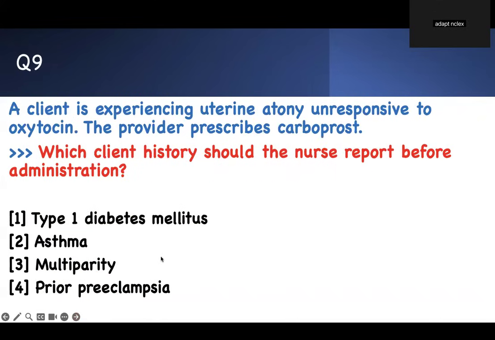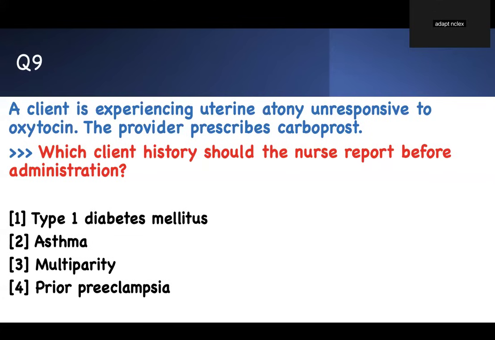Number 9, which client history should the nurse report before administering? That means contraindication to the medication. A nurse is caring for a client experiencing uterine atony unresponsive to Pitocin. That means the uterus is boggy, big, it's not contracting, right? We're giving the mother different medication. The provider prescribed Carboprost, right? Carboprost. Which client history should the nurse report before administering, right?